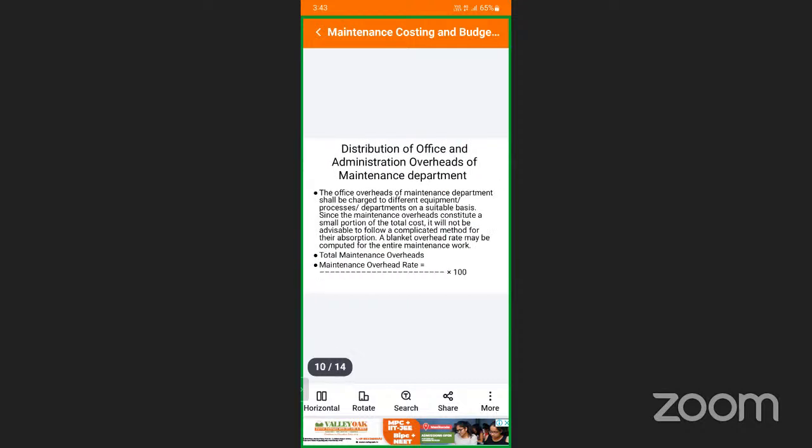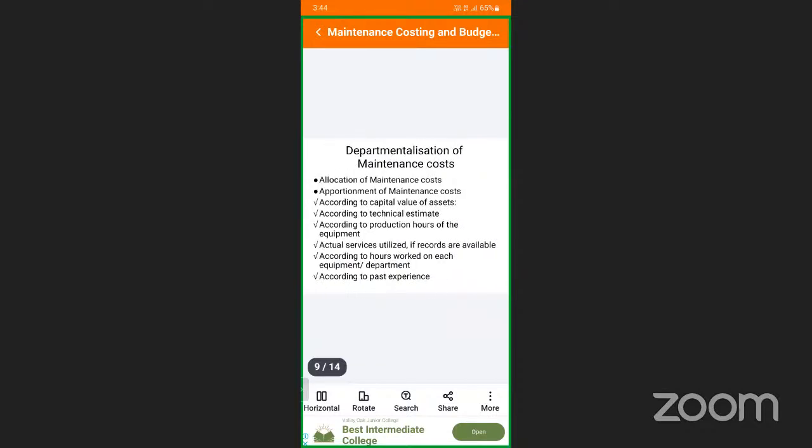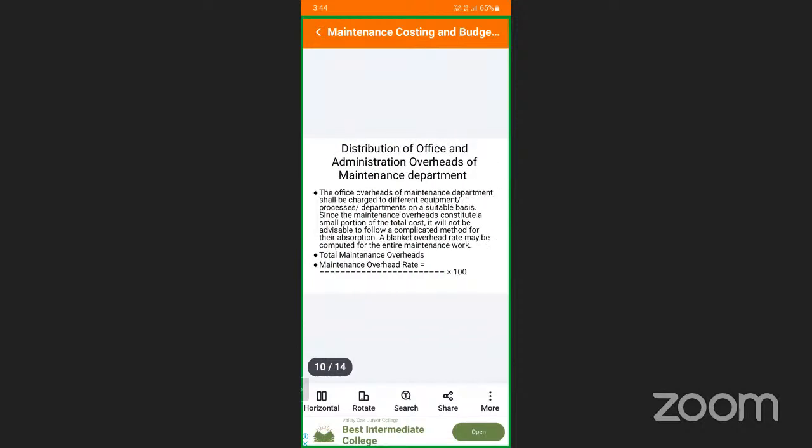Then the third step is distribution of office and administration overheads of the maintenance department. So there were three steps in finding out the overall cost of the maintenance department. First step we have seen was collection and classification of cost. Second one was departmentalization of cost. Here we have seen the terms like allocation and apportionment. Third and the last step is distribution of office and administration overheads of maintenance department.